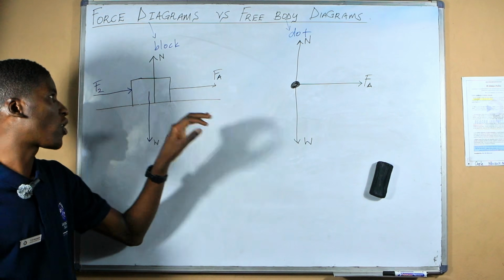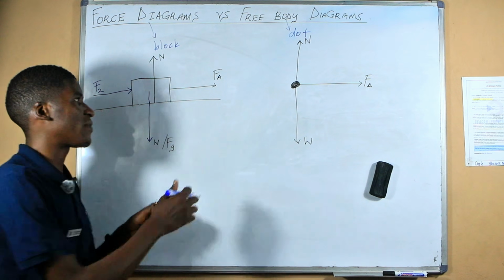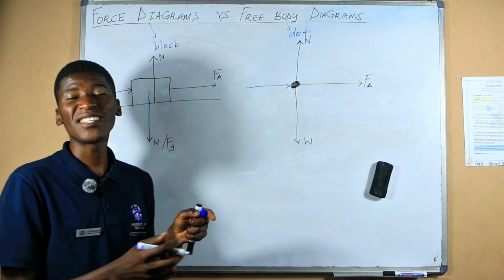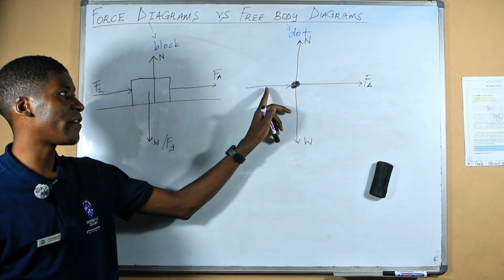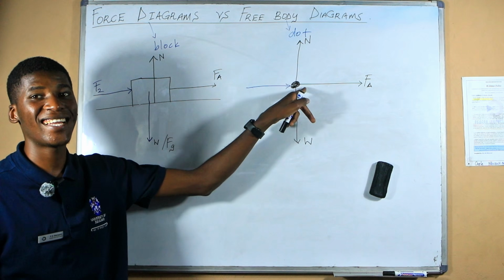Okay, but when I go and represent this force on a free body diagram, I'm not going to represent it like this, because that would be incorrect. From a free body diagram perspective, all the forces must have their tails start here at the dot, exactly at the dot.